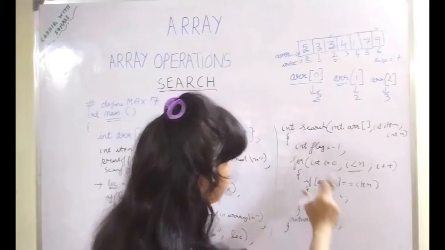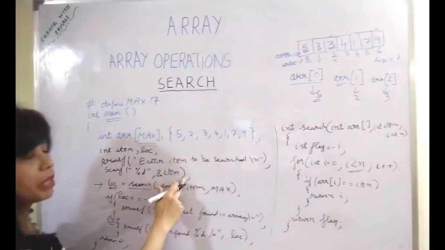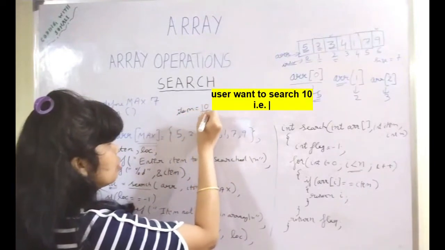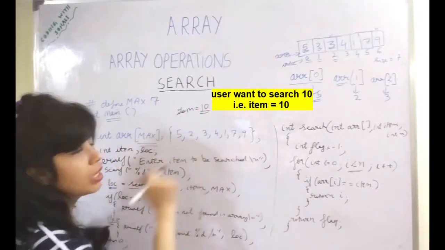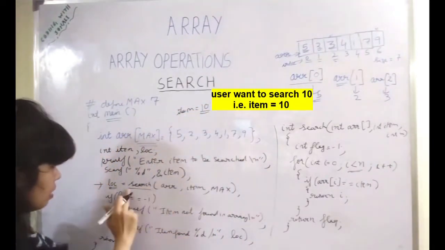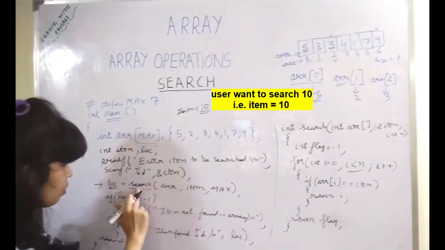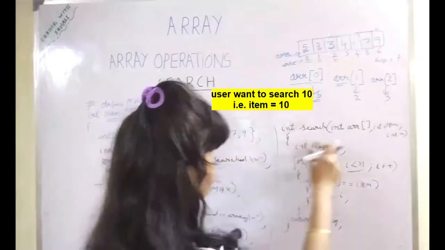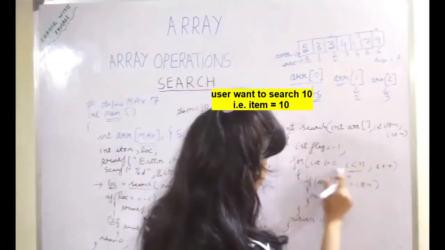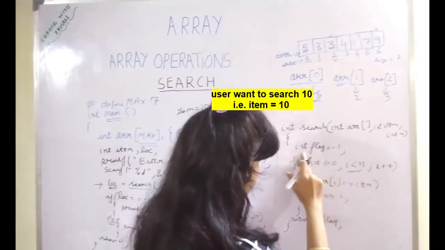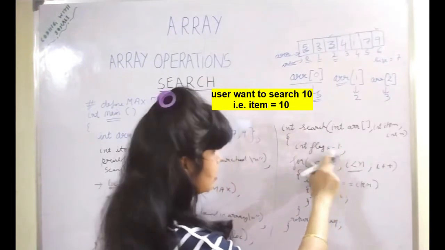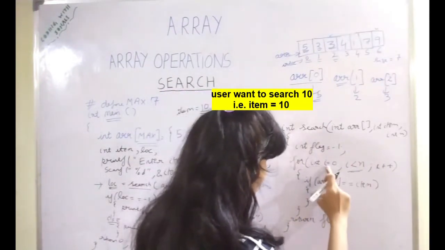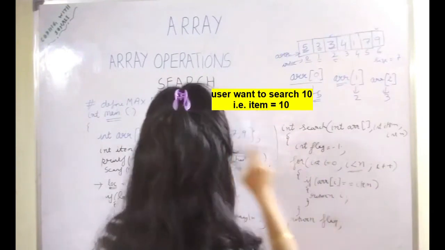Here what will happen: the user gives the item to be 10. That is, the user wants to search for this item 10 in this whole array. So the item is 10, the search function will be called, and the item is passed here. Finally, a flag is initialized to -1. This is the first line in this function, and then the for loop will go from i equal to 0, i less than n, that is the complete size.